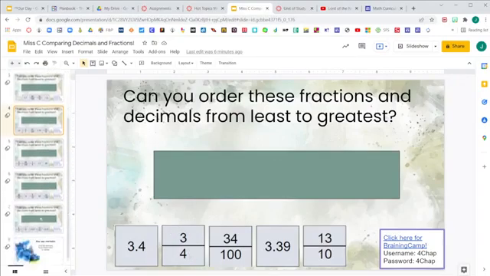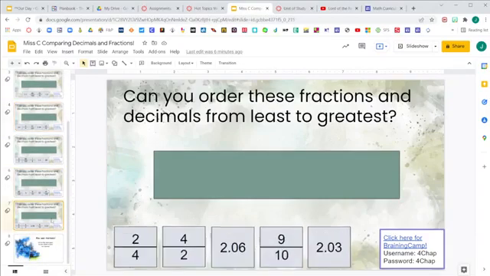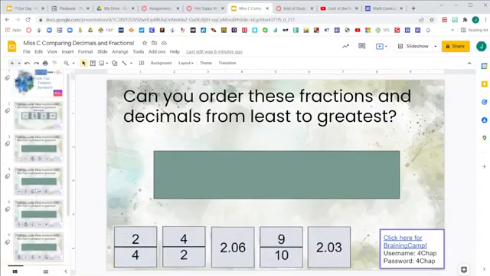Okay, so go ahead and give all the rest of these slides a try. And then when you're done, you can move on to the next activity.